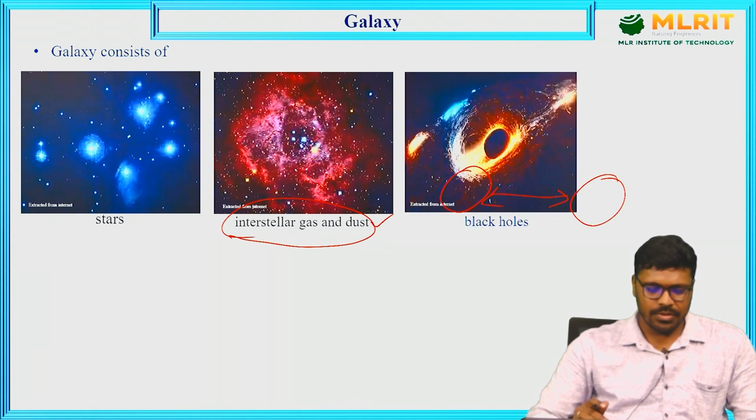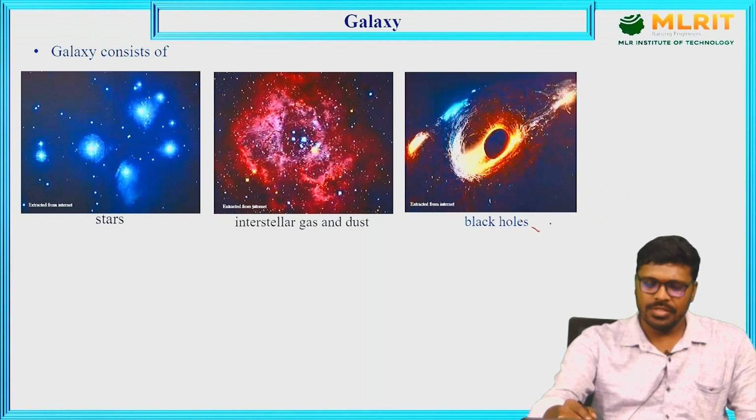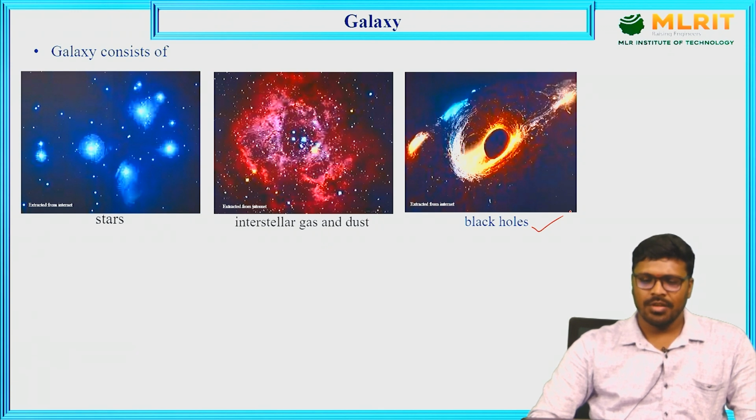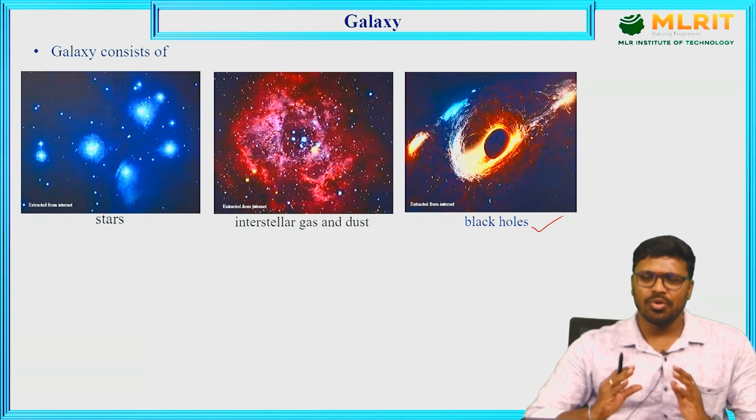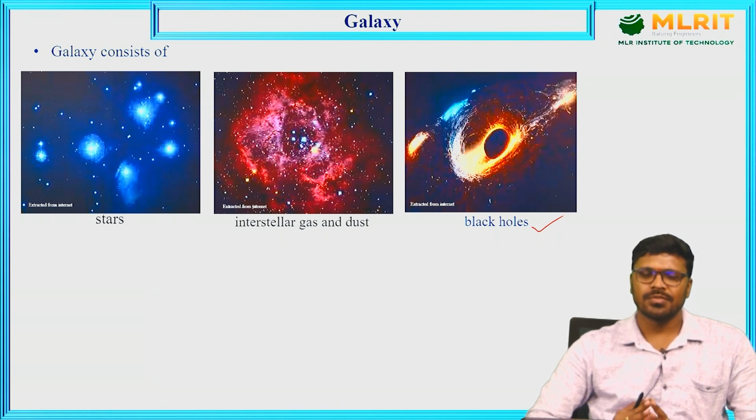And black holes are also one part of a galaxy. What is a black hole? A black hole is nothing but a very dense matter which has a very huge gravitational force, a huge attraction force, such that a black hole can absorb light.